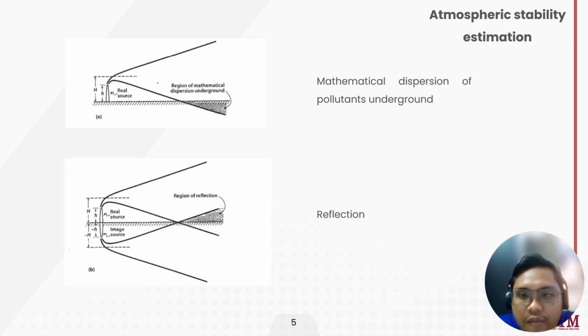This slide shows atmospheric stability estimation, where the first figure is the mathematical dispersion of pollutant underground, while the second figure is the reflection of the mathematical dispersion of pollutant underground at the first figure.